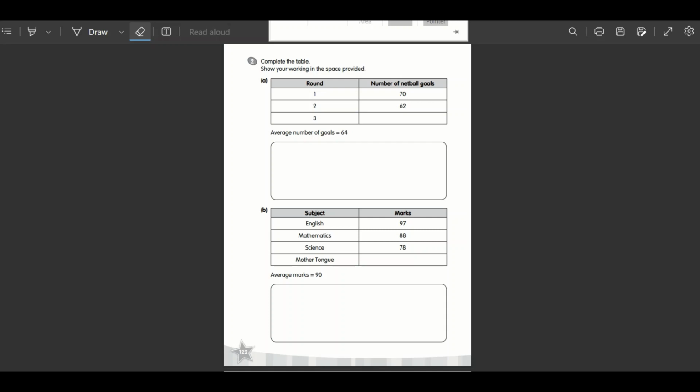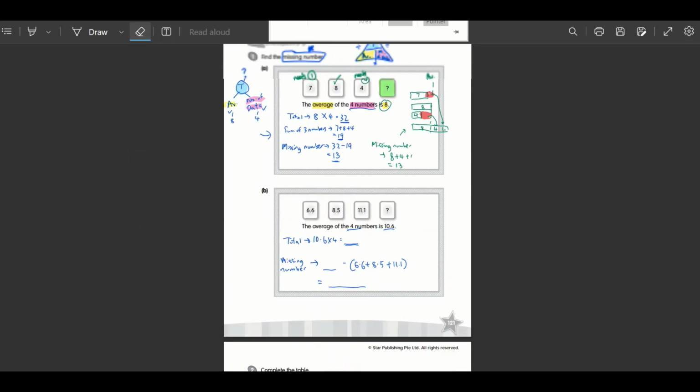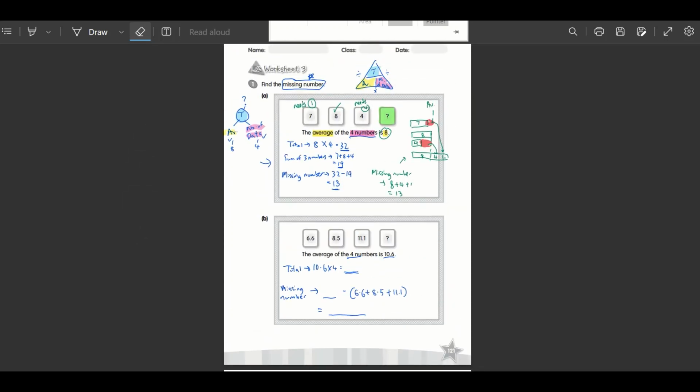Alright everyone, here we are looking at our workbook page 122. This is a series of questions that's level 2 on the topic on average. Okay, in the previous video we looked at how the level 2 questions are like. We are one level above the ones that we have handled so far.